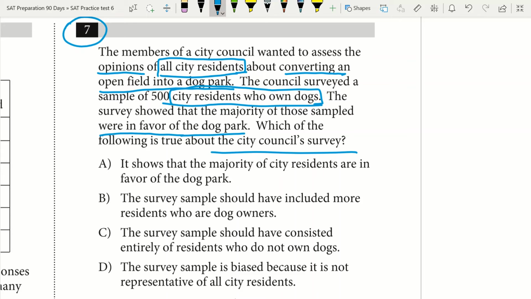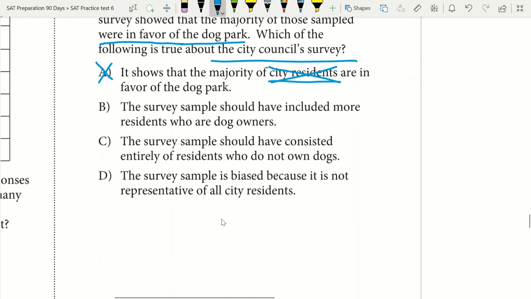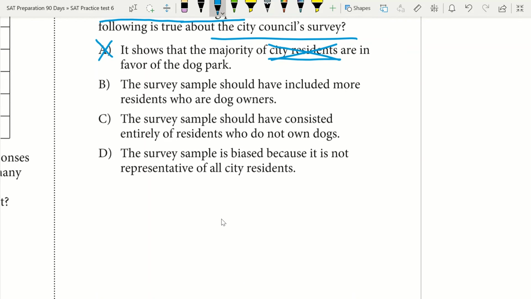So if we look at our answer choices, we have option A. It shows the majority of city residents are in favor of the dog park. No, because we did not survey an accurate proportion or an accurate sample of city residents. We only surveyed those with dogs, and by only surveying those with dogs, we did not include city residents who did not own dogs. So that's not showing the majority of city residents, only the city residents who own dogs. So A is incorrect. B, the survey sample should have included more residents who are dog owners. It was all dog owners, so B is wrong.